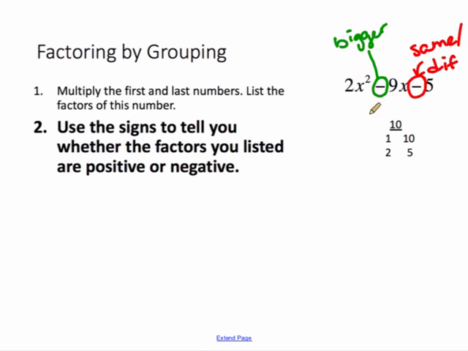So for this example, our factors of 10 are 1 and 10, and then 2 and 5. This right here, it is a minus, so that tells us that our signs are going to be different. That means one of the factors will be positive, the other will be negative. This sign tells us that the bigger number will take the negative. So for the first pair, 10 is bigger, so that means that it is negative. The 5 is bigger, that means that it is negative.